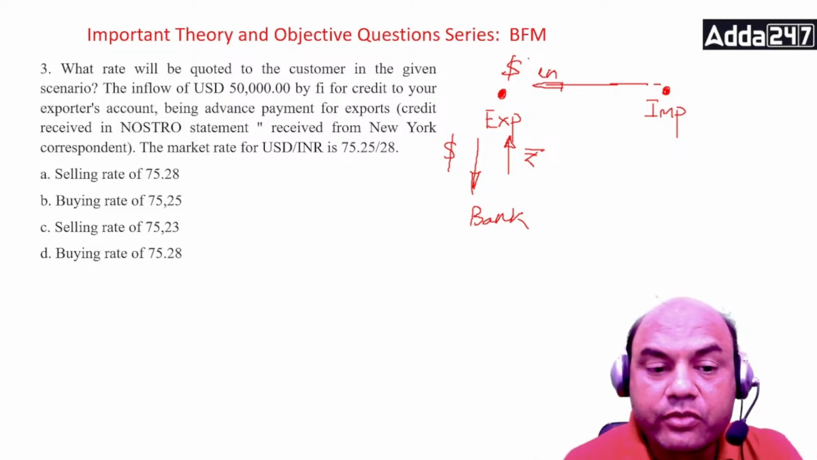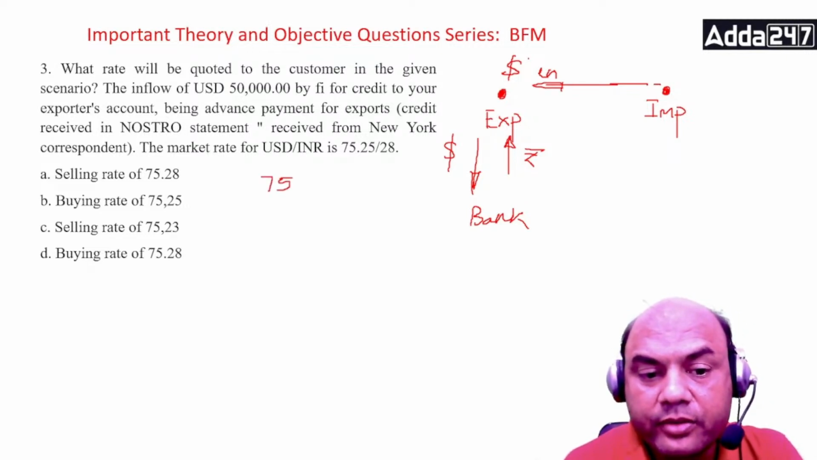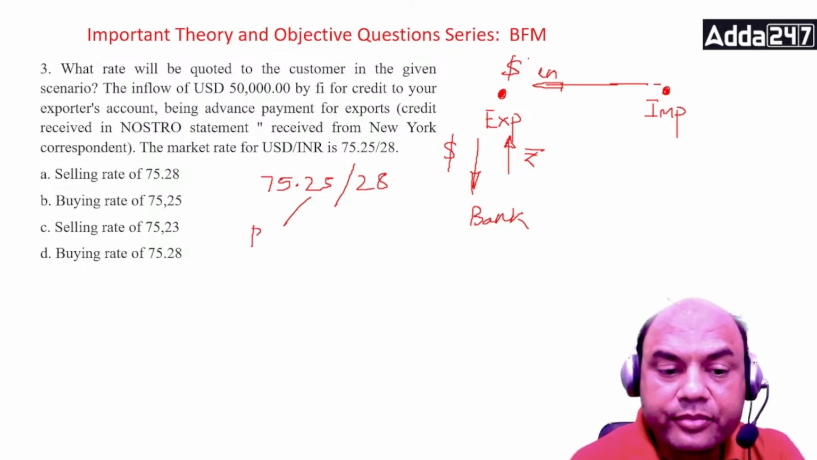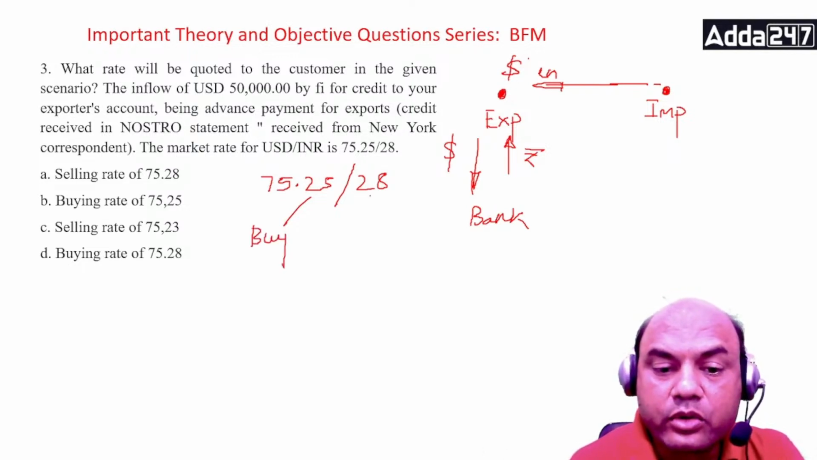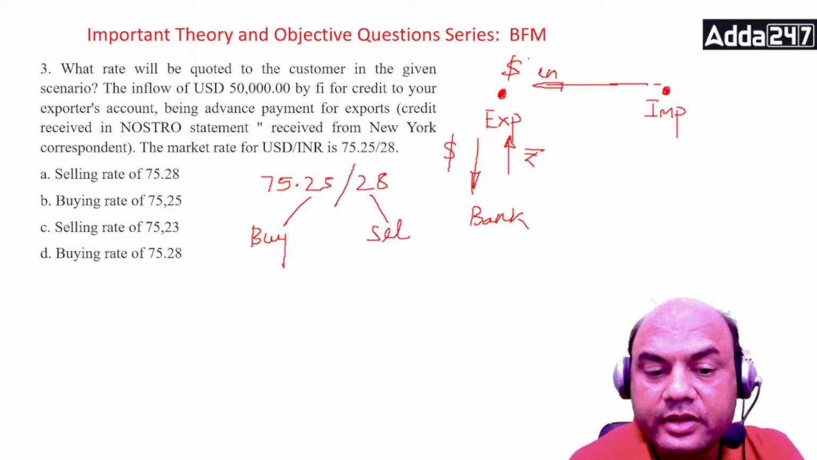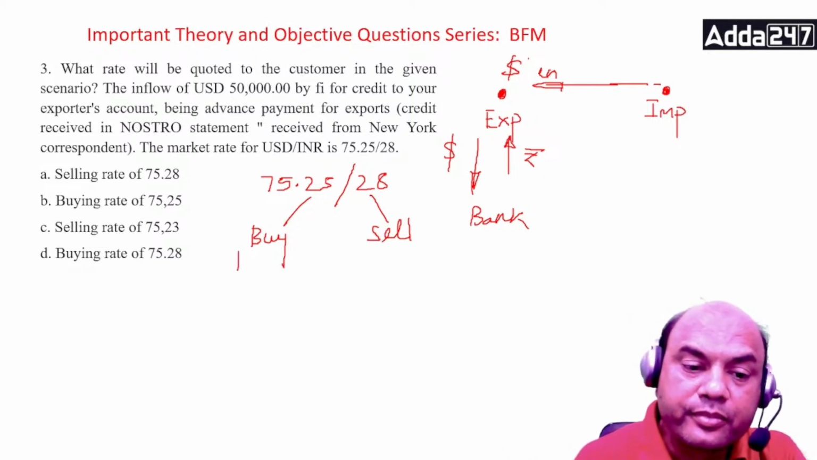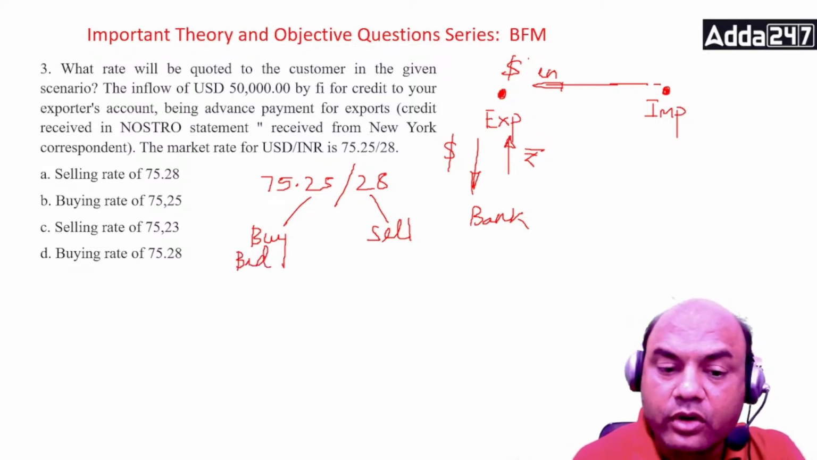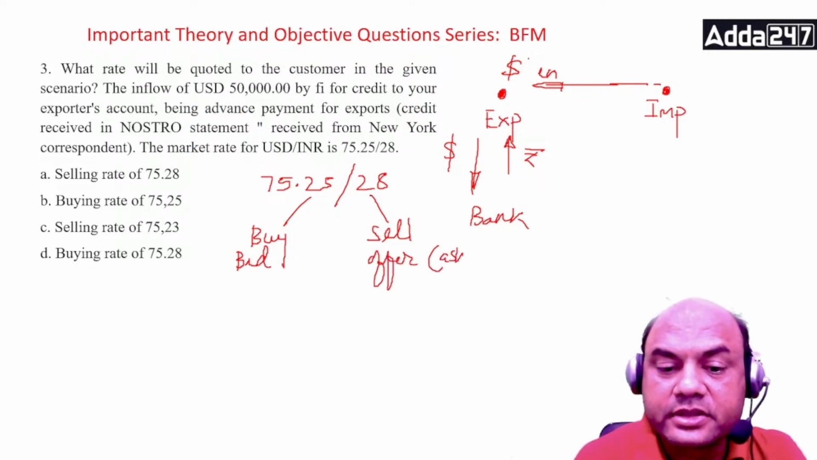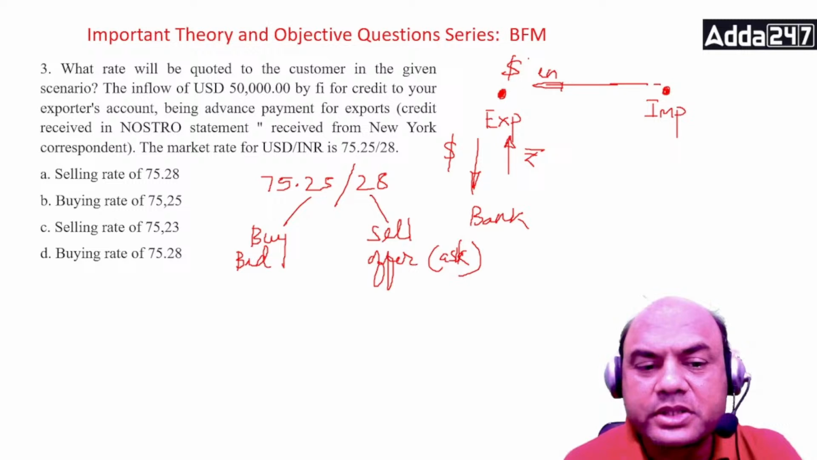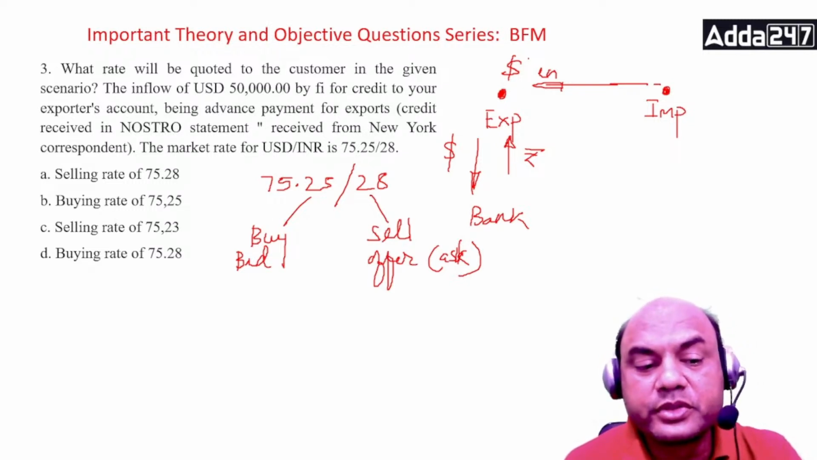Always remember, whenever you have two rates, 75.25 or 28. So whenever you have these rates, 25 is known as the buy. Okay, buy. And 28 is known as the sell. Okay, there are various names. This is also called the bid. Okay, this is also called the offer, or some banks call it ask, bid ask. Okay, so it can be anything. For your CAIIB terms, remember simple logic. This is the buy rate. So you will be using the buy rate.